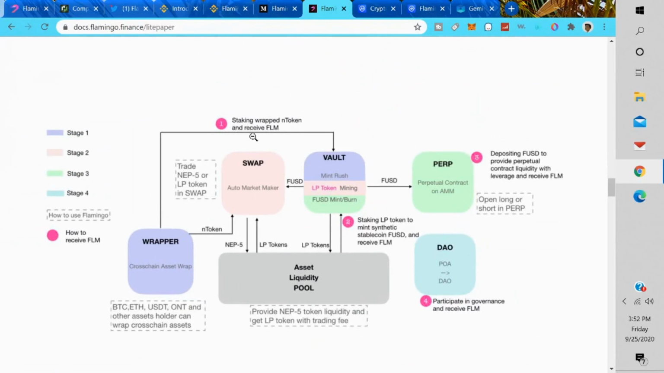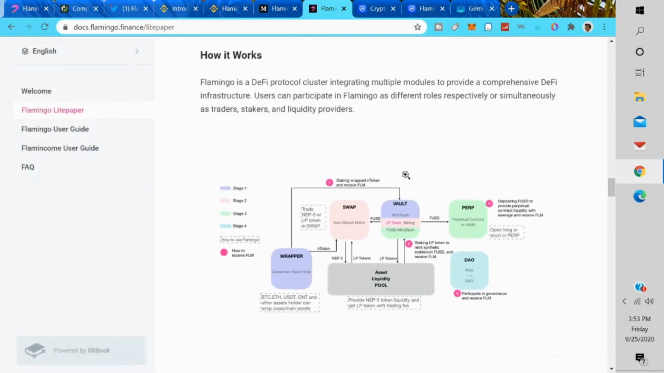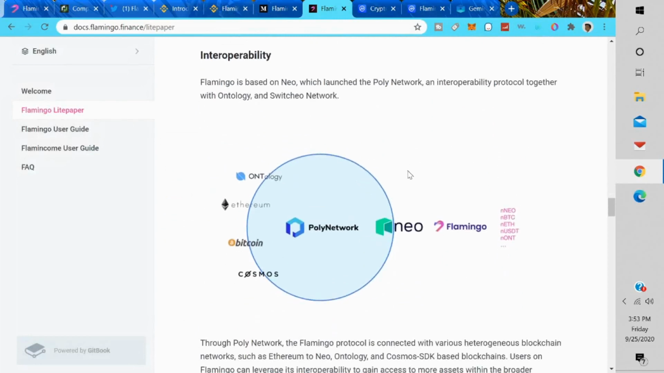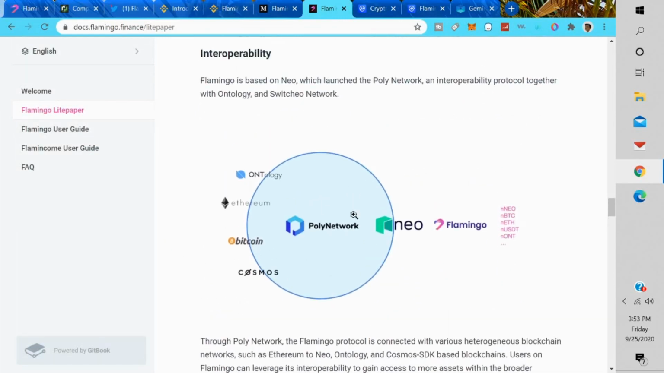Staking wrap in token and receive FLM, staking LP token to mint synthetic stablecoin FUSD and receive FLM, depositing FUSD to provide perpetual contract liquidity with leverage and receive FLM, participate in governance and receive FLM. That's kind of how the process will work. And all of that will be available.